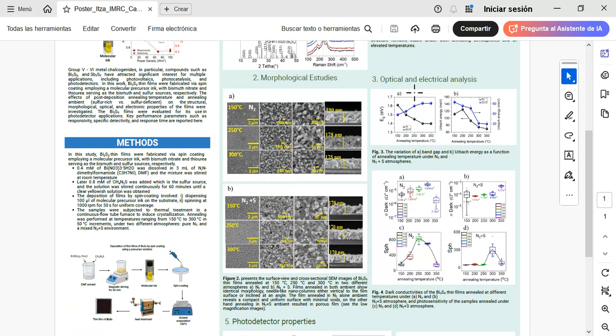Three, optical and electrical analysis. Figures A to C show the variation of band gap and Urbach energy with annealing temperatures under nitrogen and nitrogen plus sulfur.